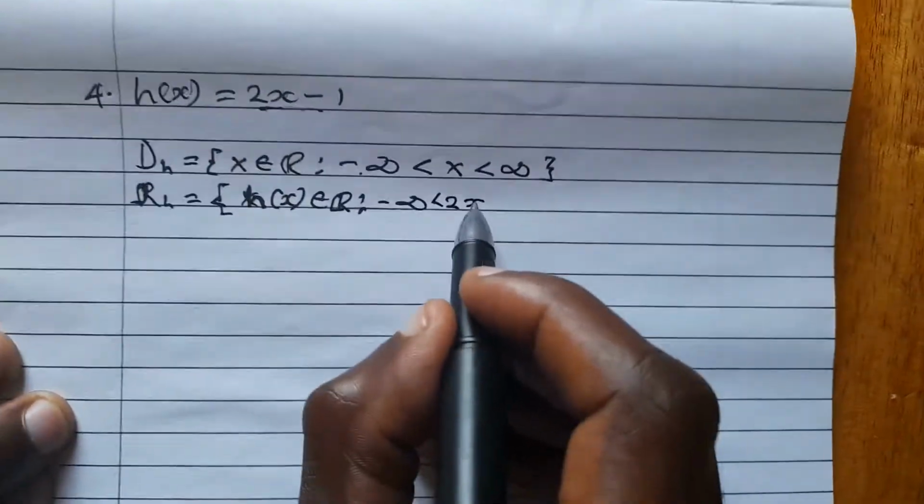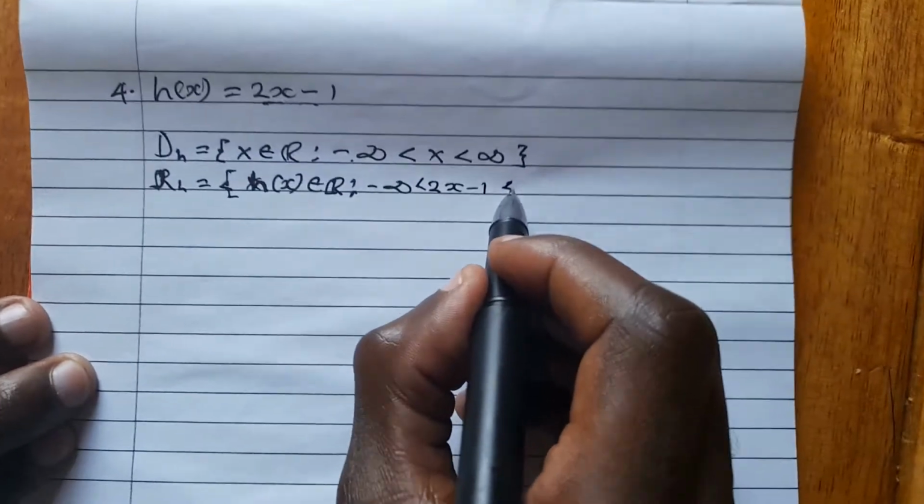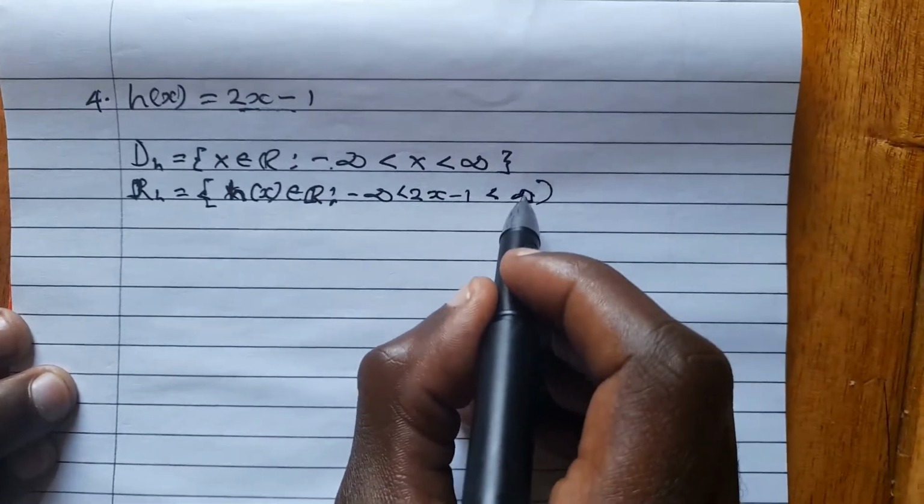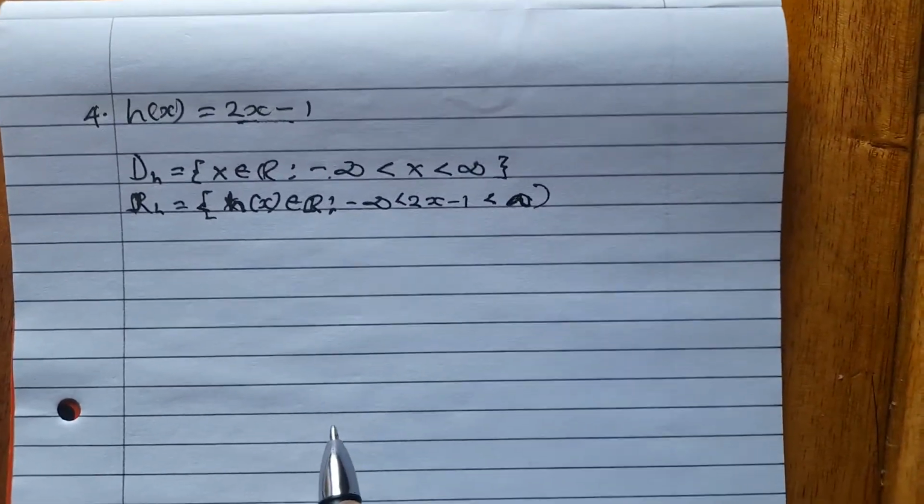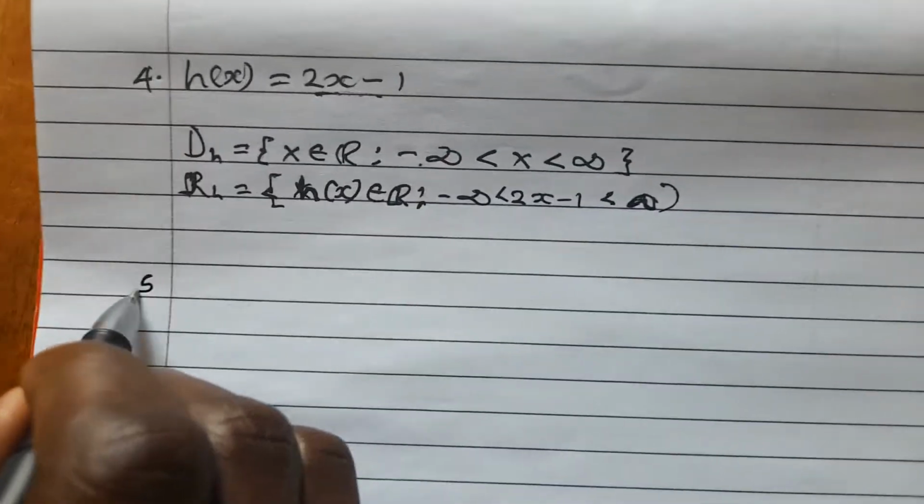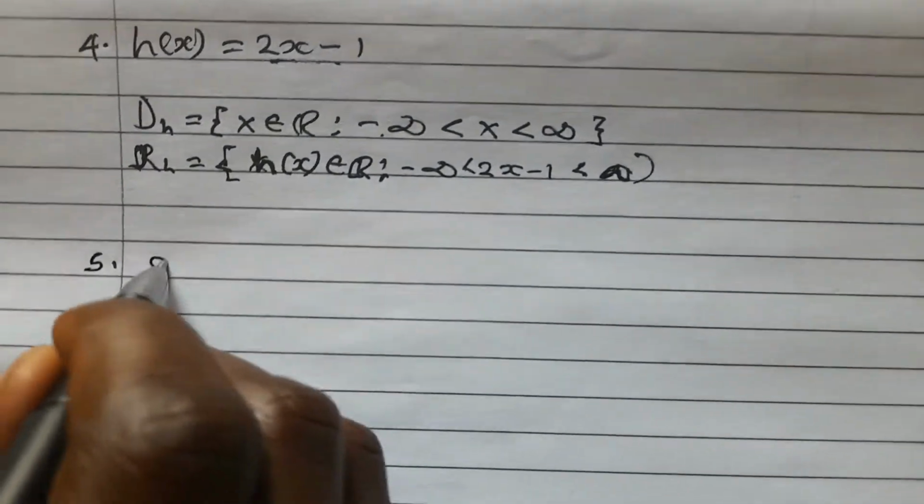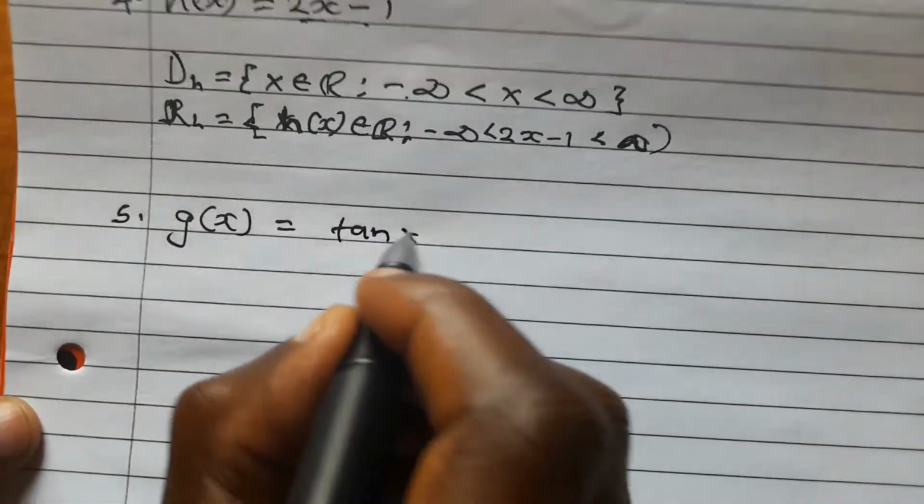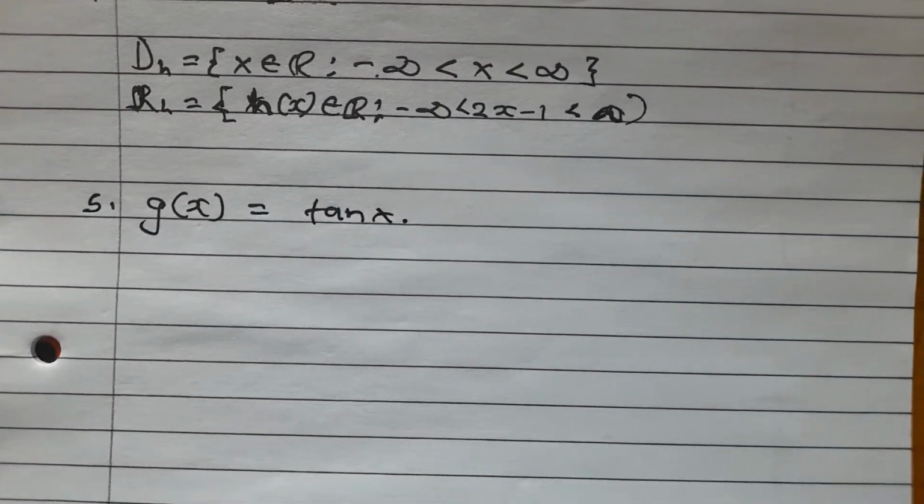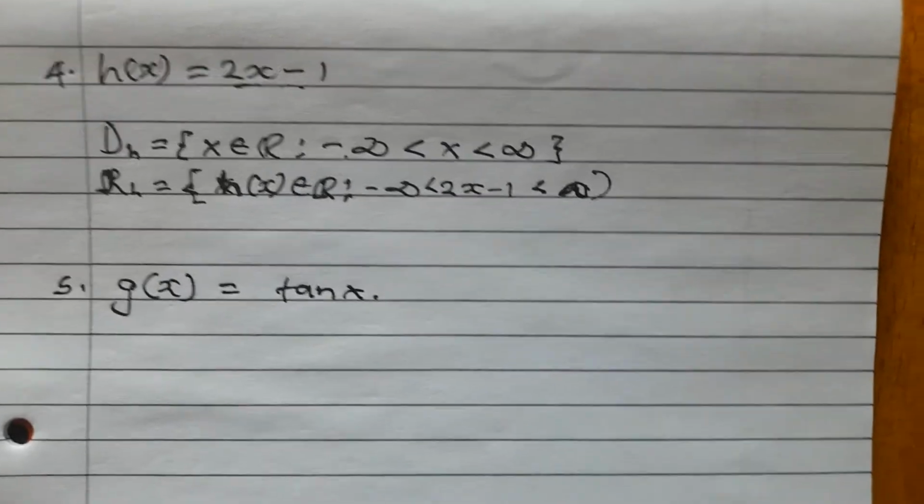So x minus 1 is less than infinity. The h of x ranges between positive infinity and negative infinity. Now, that is simple. Let's have another example of a trigonometric function. g of x is equal to tan x. What is the domain of this function?